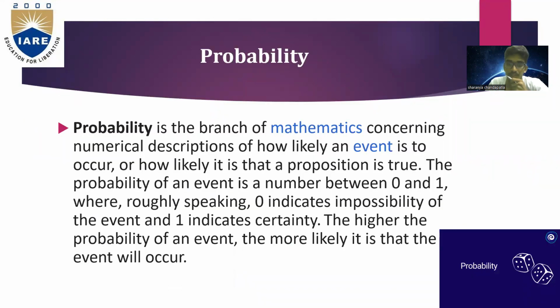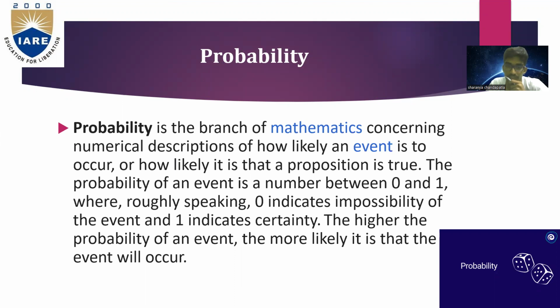First, we will learn about probability. Probability is the branch of mathematics concerning numerical descriptions of how likely an event is to occur, or how likely it is that a proposition is true. So probability means the description of how likely an event is to occur.